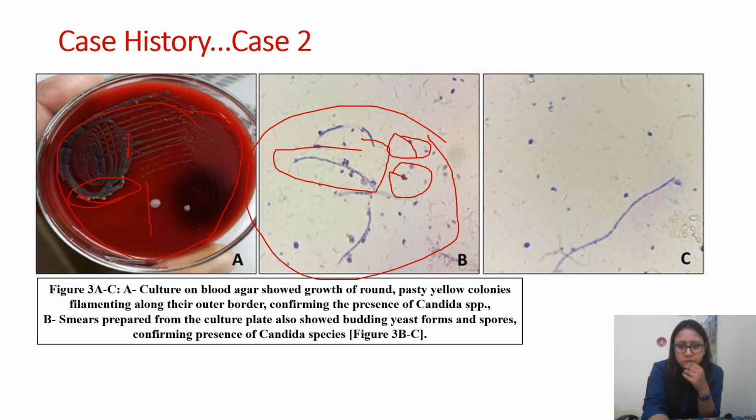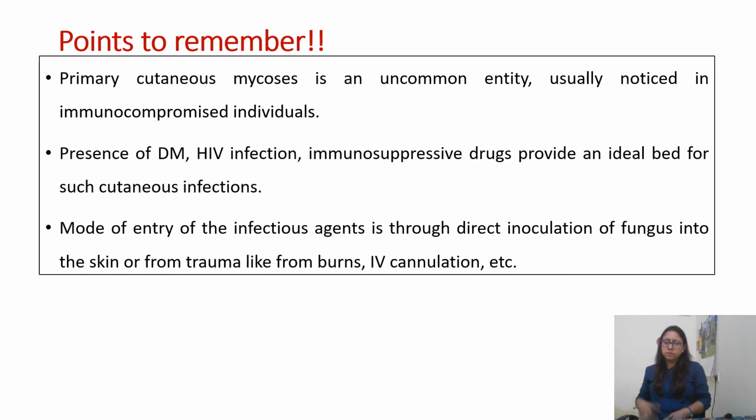Okay. Here also you can see, this is also a similar image. Hyphae and spores are seen. These smears were made from the growth which took place on the blood agar plate. So just to remember, a few points I have highlighted.